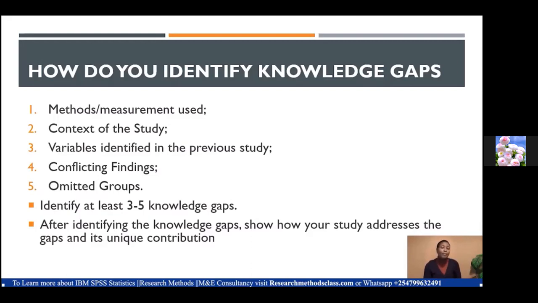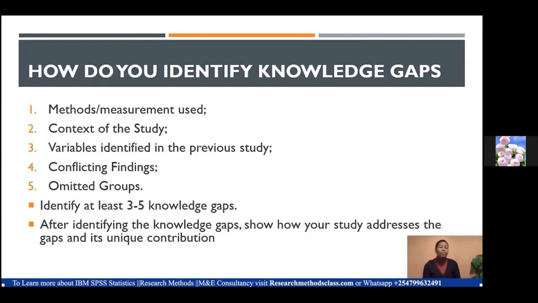The other one is the context. The books or materials that you have referred to may have been set in the first world, but you want to conduct your study in a third world country. That context is one way in which you identify the research problem. Another is the variables identified in the previous study. Probably you have brought in a new variable that you want to study in the current study, and you explain why you have added it. The other one is conflicting findings.